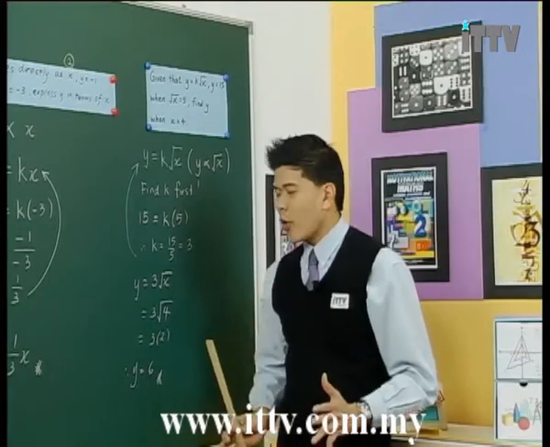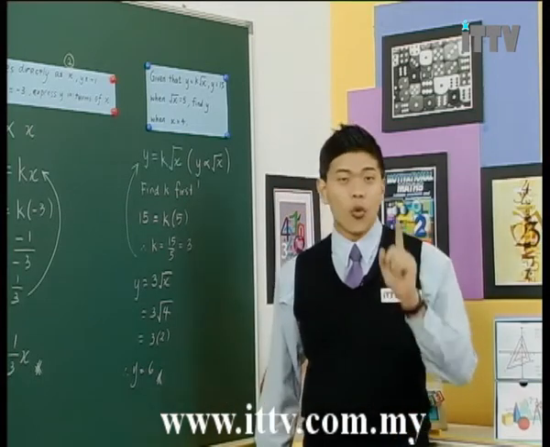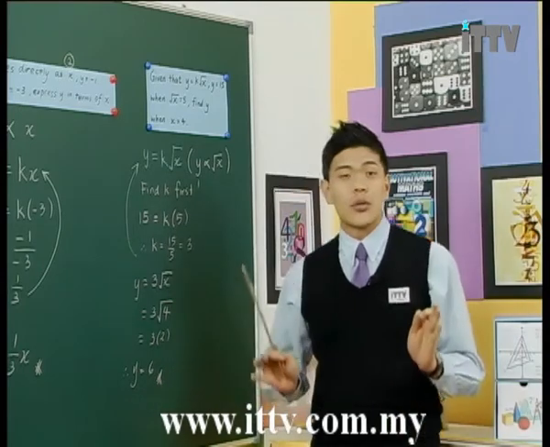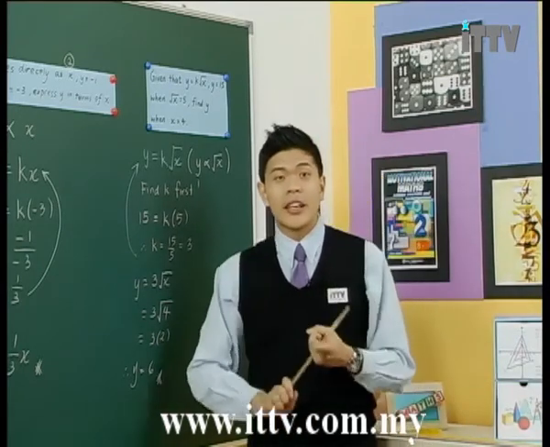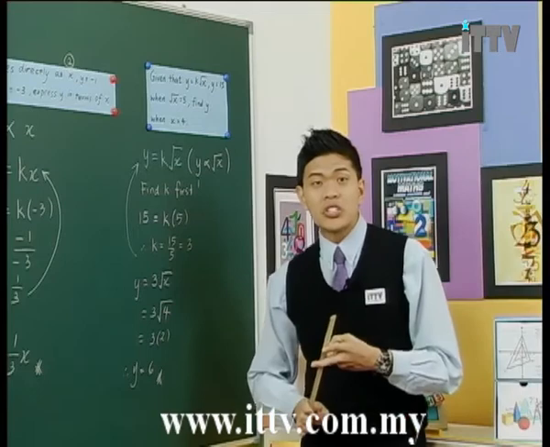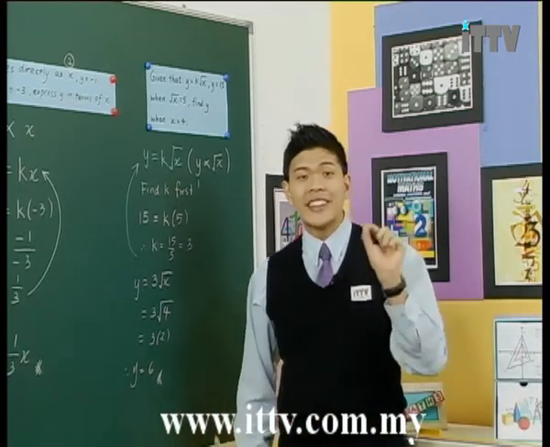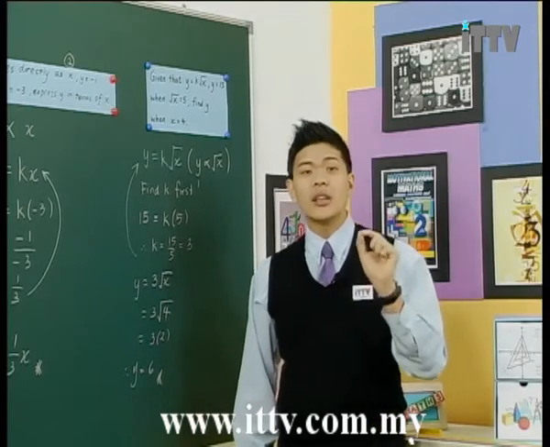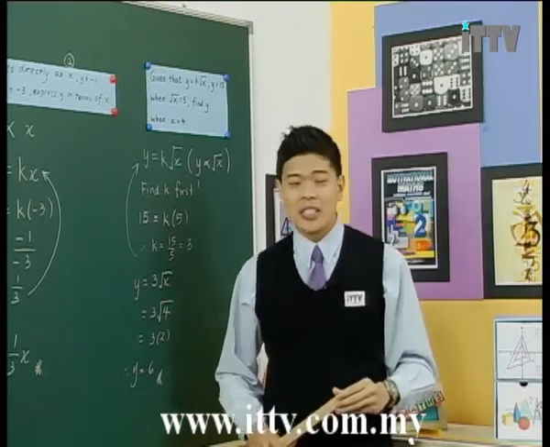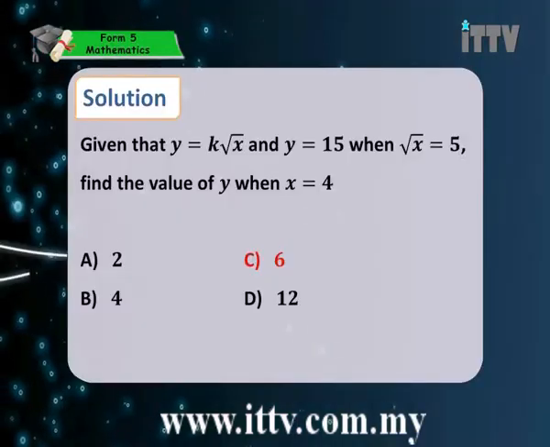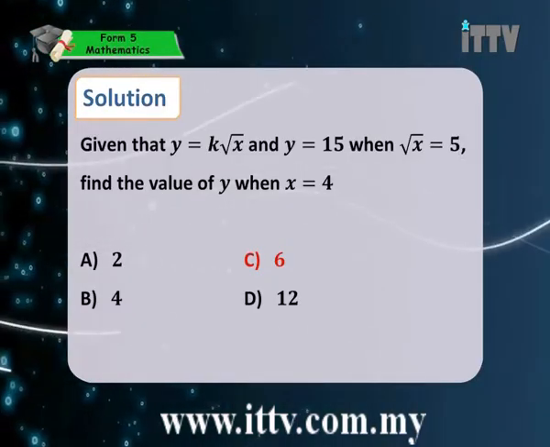So guys, remember, when you are asked to find the value of one variable given another variable, you must always start the same way. Alright, remember, write in symbol form, change to equation form, find the value of k, complete the equation, then substitute. Alright, it is always the same 3 or 4 steps. So the answer is C, 6.